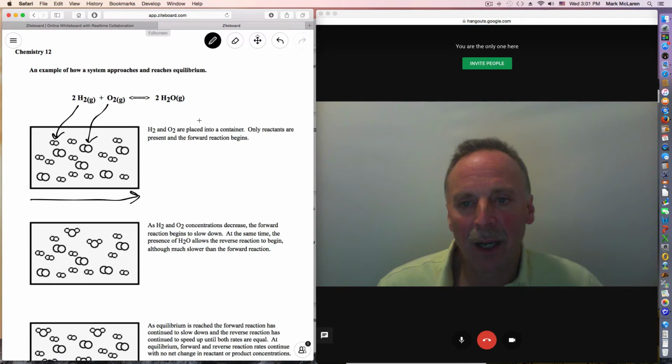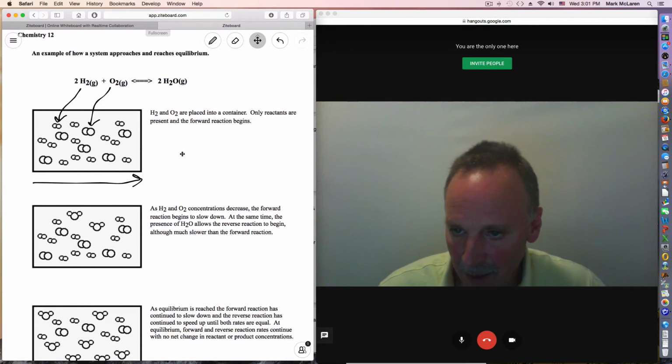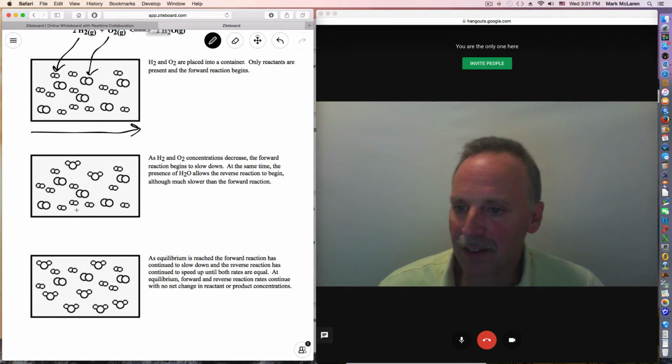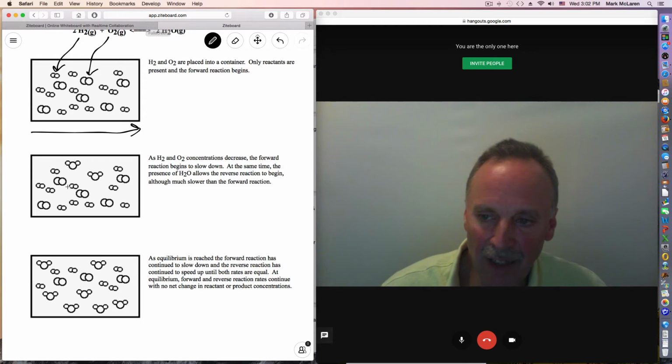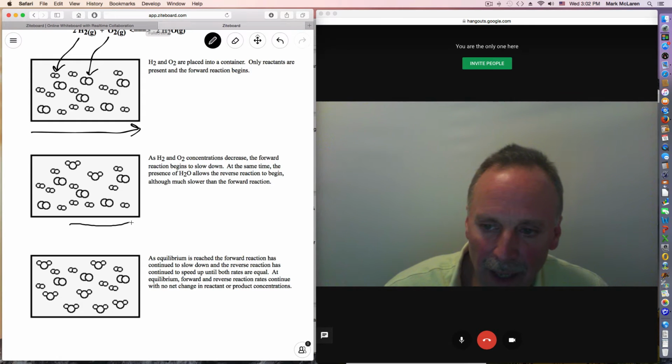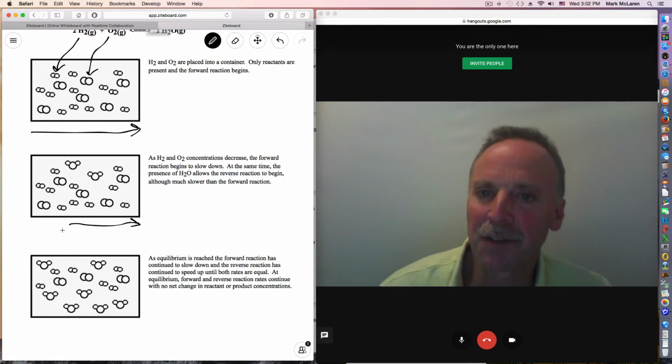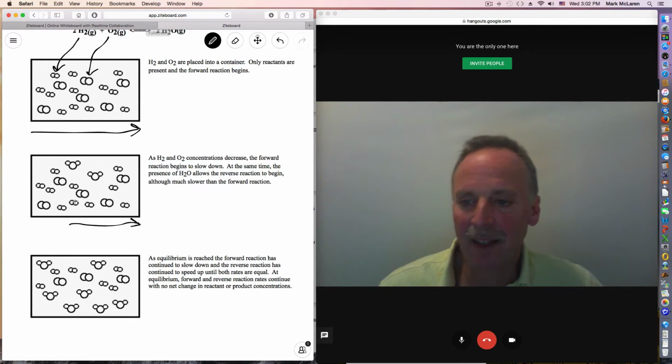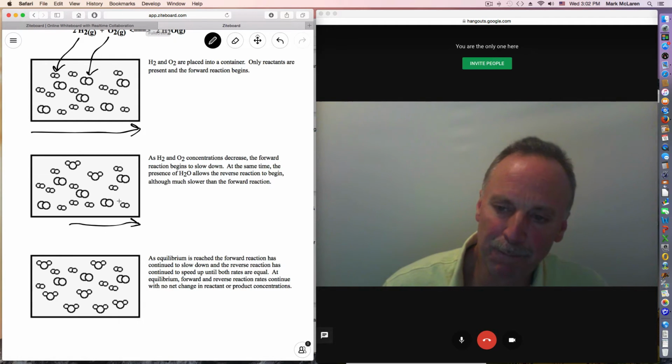Now, a little while later, if we come down and look at the next frame, which is the same container, now we've got some water molecules that have been produced. So while the hydrogen and the oxygen are still colliding and reacting, they're not going as fast, because there's less hydrogen and oxygen there.